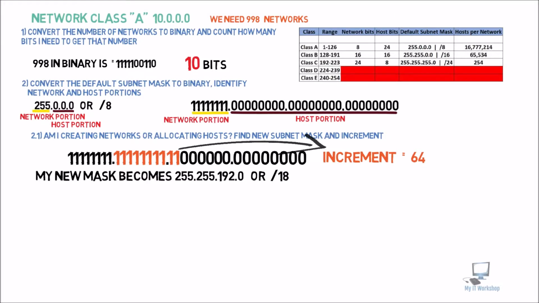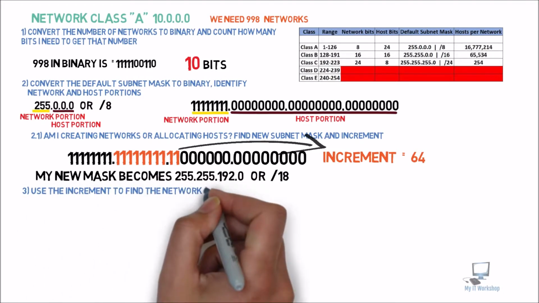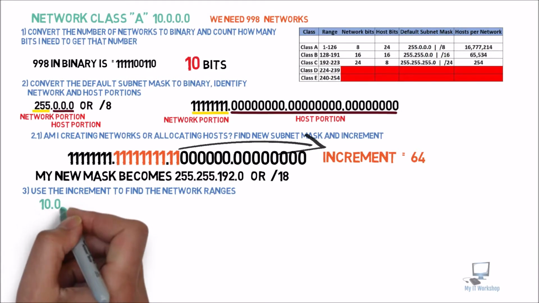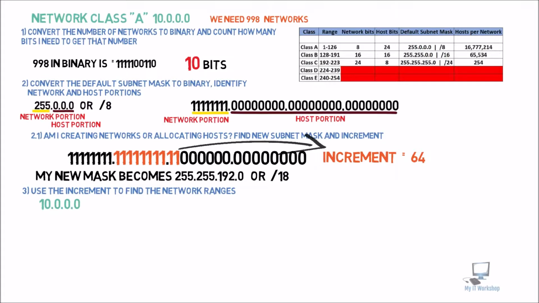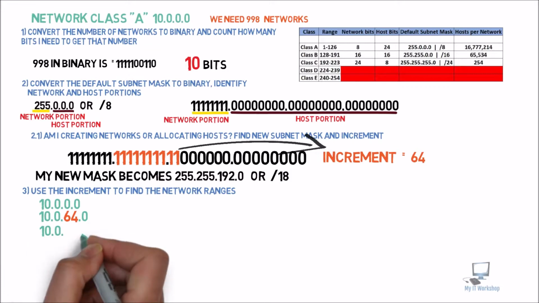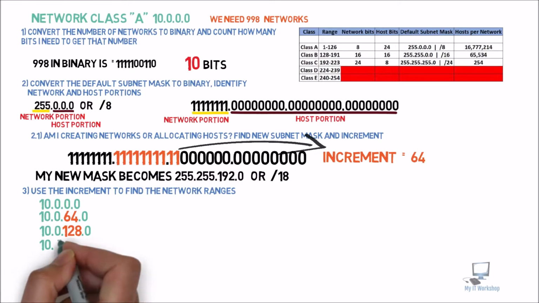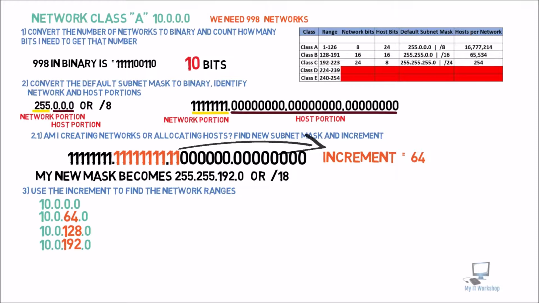For the third step, we are going to define our network ranges. So I'll copy the network 10.0.0.0 and check that the change is happening in the third octet. The next one is going to be 64, again in the third octet. We continue from there. Then we have 128. If we add 64 to that one, I'm going to have 192. If I add 64 to 192, I'm going to have 256, which is more than 255, our limit.